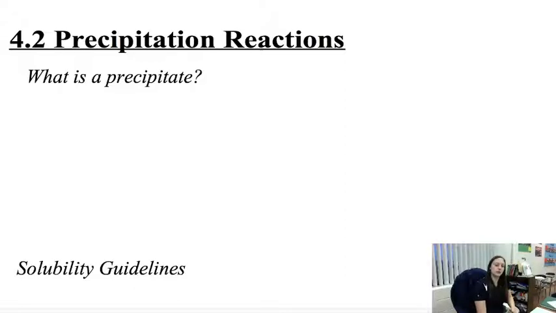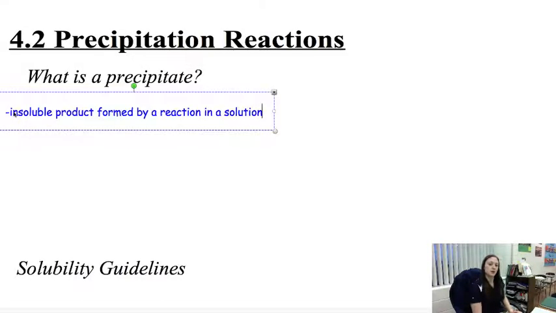In the next few sections here, we're looking at different types of reactions. And we're going to start off by looking at precipitation reactions in particular here in 4.2. So the question becomes, what is a precipitate? We talked about this last year. Precipitates are the insoluble products formed by a reaction in a solution. So it's not necessarily that you're forming just a solid, but you're forming a solid out of two solutions. That is a precipitate.